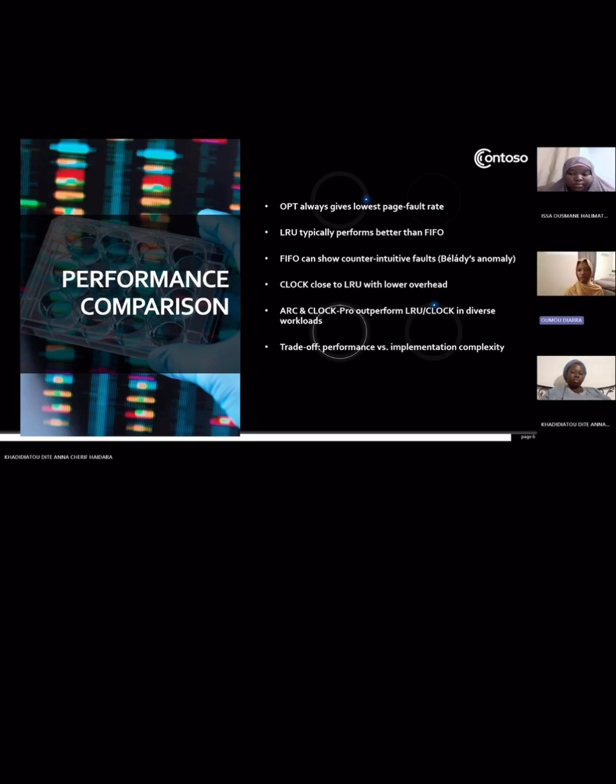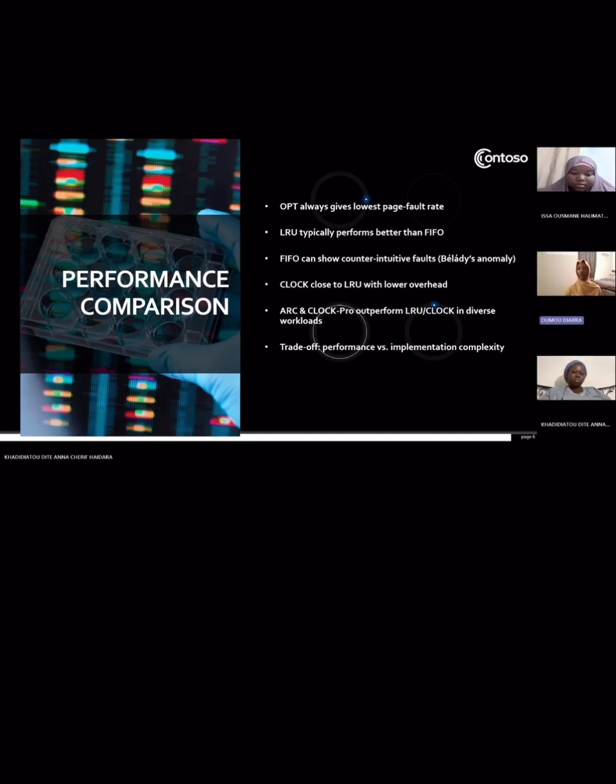Clock is also like LRU, but it is easier and cheaper to use. Modern algorithms like ARC and Clock Pro are even better. They understand recent and frequent page use. Next slide.